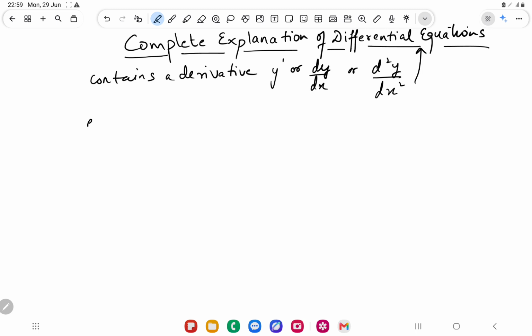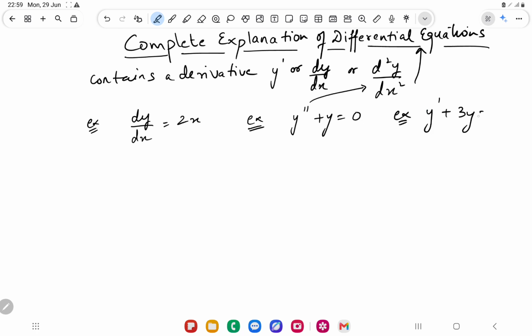So let's take some examples of how a differential equation looks. I can write dy by dx is equals to 2x. So this is a differential equation. Another example, I can write y double dash plus y is equals to 0. So this y double dash is basically d2y by dx square. Another example, y dash plus, let's say, 3y is equals to x square. Yes, this too is a differential equation because it has y dash in it.